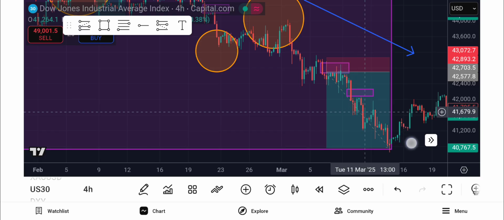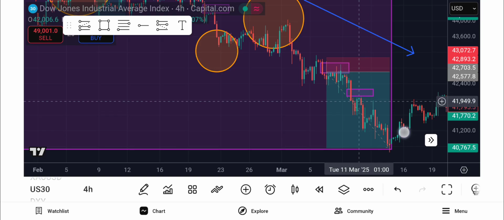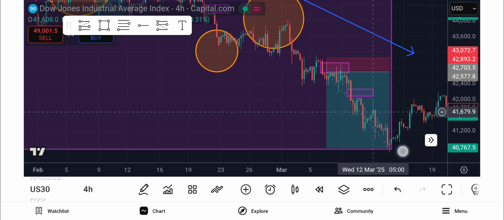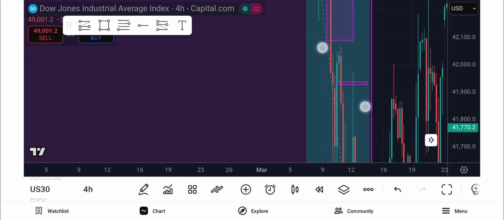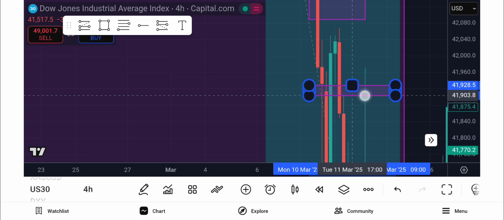Honestly, you could enter this fair value gap here, but again, no point. Because even when price went back up here, it went back up into this fair value gap. I'll draw the fair value gap so you guys can see it. This right here, 1, 2, 3, is a fair value gap. Let me zoom in so you guys can see it. This right here is a fair value gap because there's a gap. Yeah, you could wait.